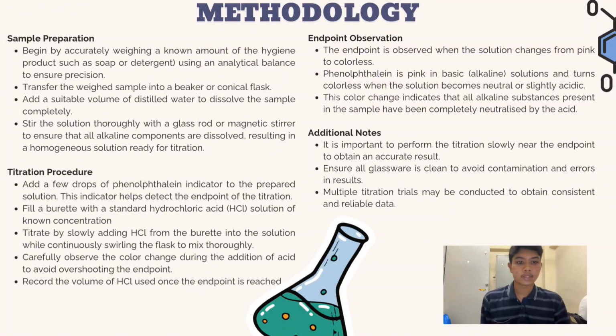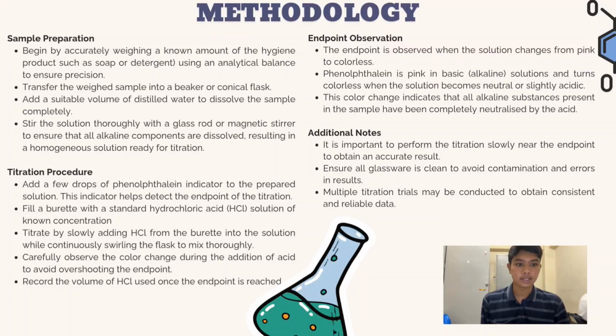And then next up is the endpoint observation. So the endpoint is observed when the solution changes from pink to colorless. Phenolphthalein is pink in basic alkaline solution and turns colorless when the solution becomes neutral or slightly acidic.